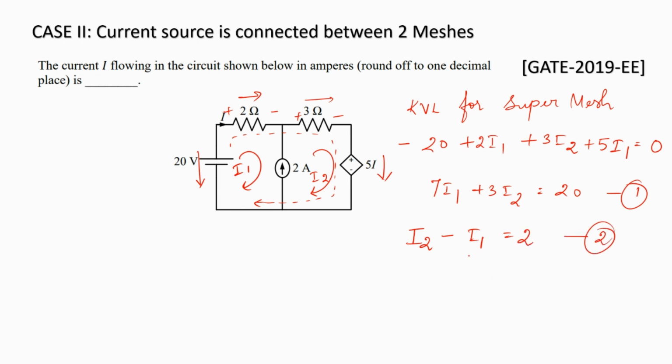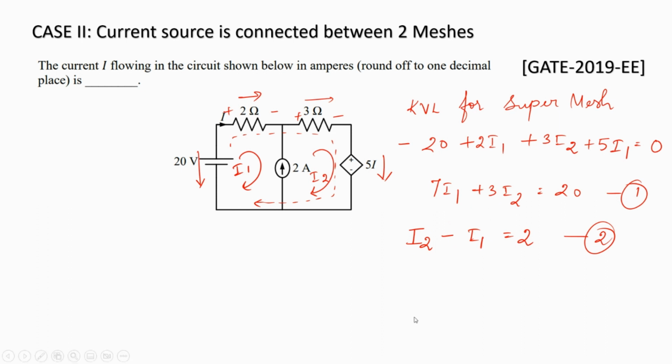I could have taken it as I1 minus I2 is 2 amps, but then in that case, we would be considering that I1 is the larger value of current and I2 the smaller. But looking at the direction of the 2 amps current source, it matches the direction of I2. So therefore, I'm considering that I2 would be the larger value of current from which I1 is subtracted, because that's the one which is opposing. So now we have these two equations with the two unknowns.